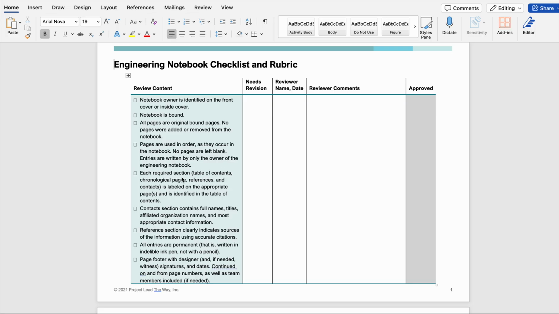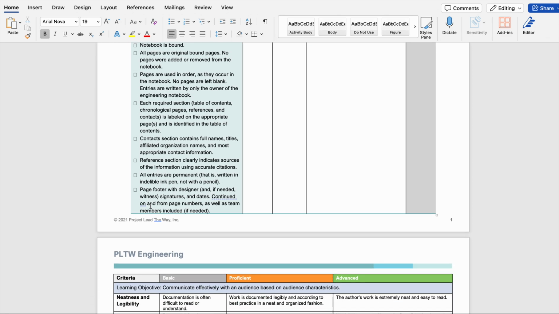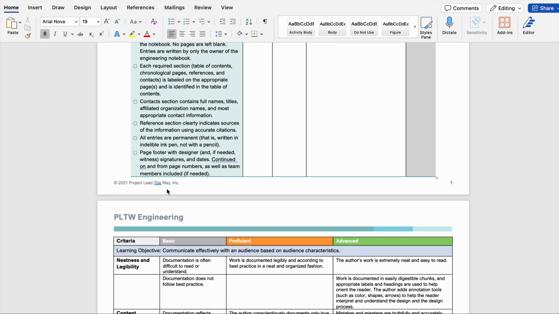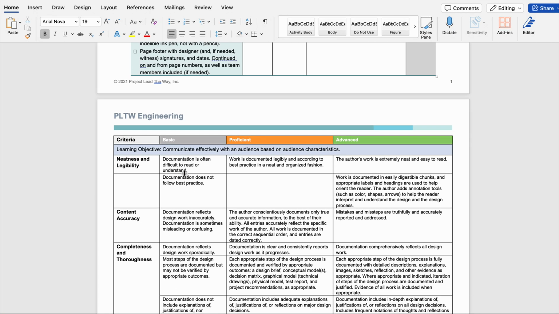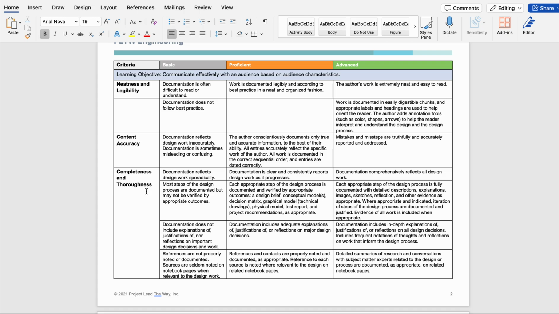A table of contents shows what we've done, in chronological order. Reference sections, all entries permanent in ink, not pencil. Footers: design if needed, witness if not, but you will sign and date them. Should be neat and legible. Content accurate, complete, and thorough.